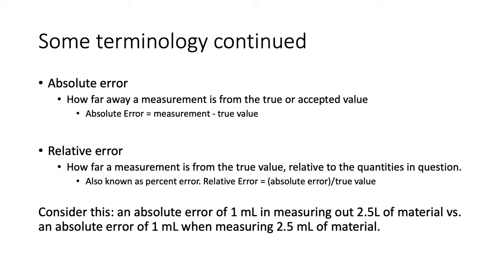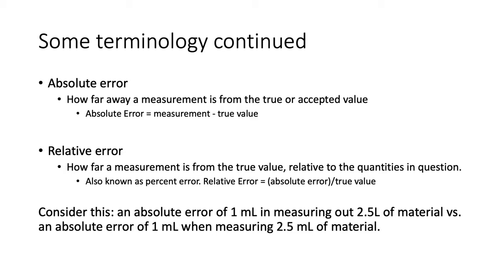The relative error is how far a measurement is from the true value, but it's relative to the quantity that you're trying to measure. So if you've measured 10.04 and you intended to measure 10, then your absolute error is the 0.04. To get your relative error, you'll make it a percent and divide it by the 10 that you intended to measure. So now you have a 0.4% error.